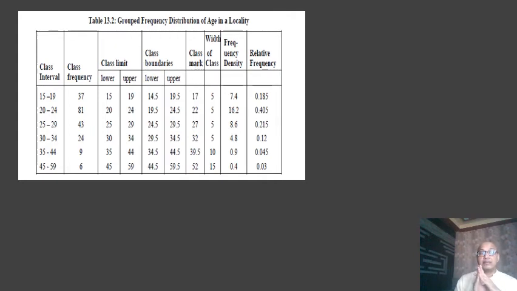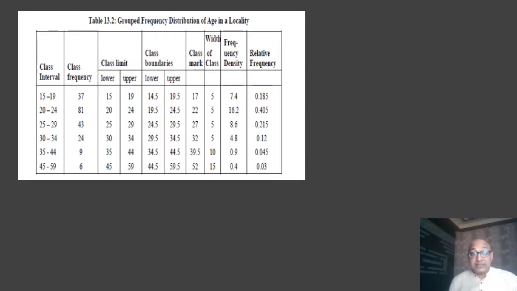Next thing is midpoint of class interval. The value exactly at the middle of a class interval is called class mark or mid value. It is used as the representative value of the class interval. Thus, midpoint of class interval is equal to lower class boundary plus upper class boundary divided by 2.